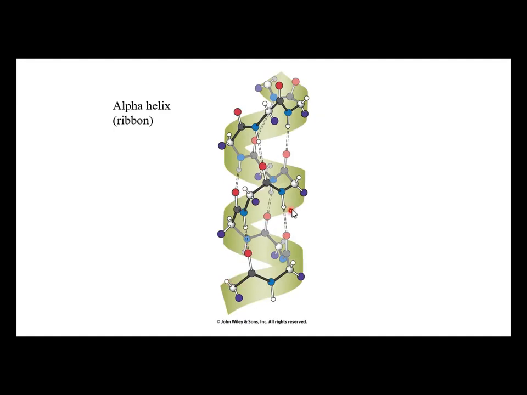Schematically, alpha helices are shown as ribbons. We'll see that we don't even see the atoms anymore in future slides. You'll just see a ribbon, and that indicates that there's an alpha helix there.